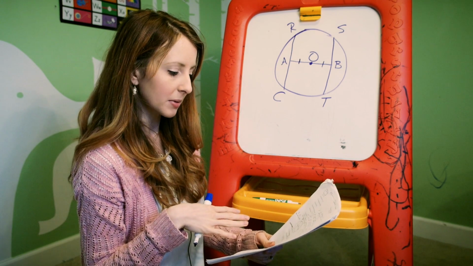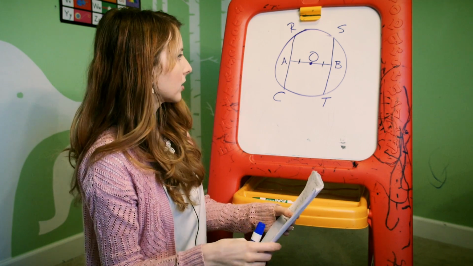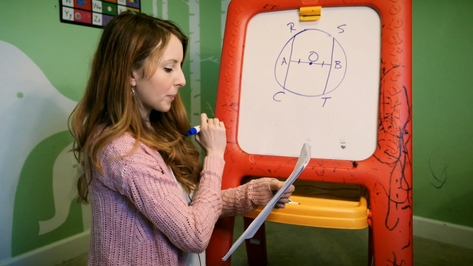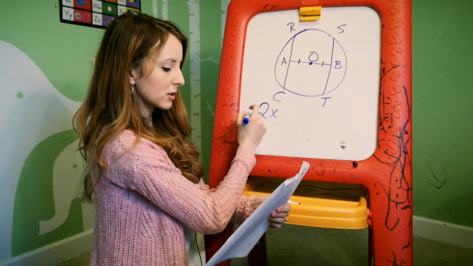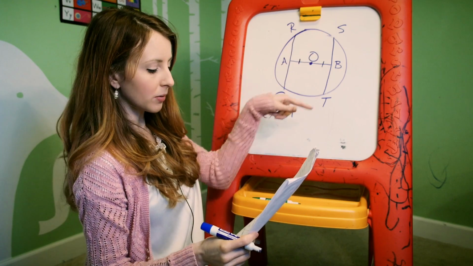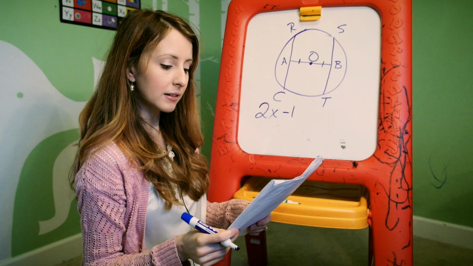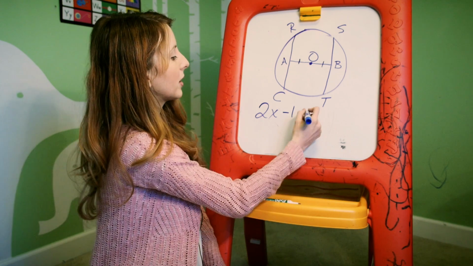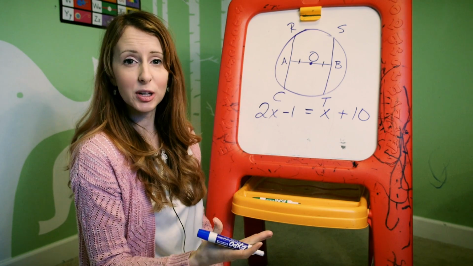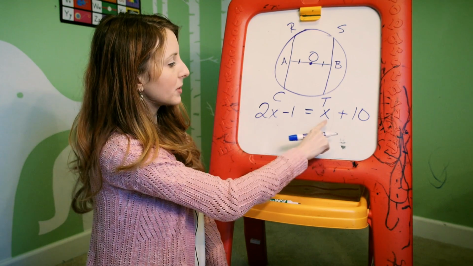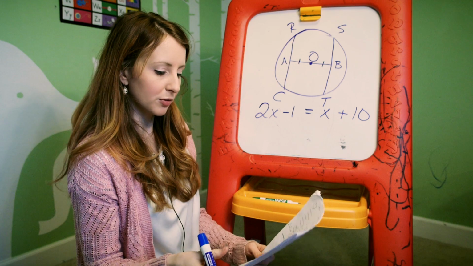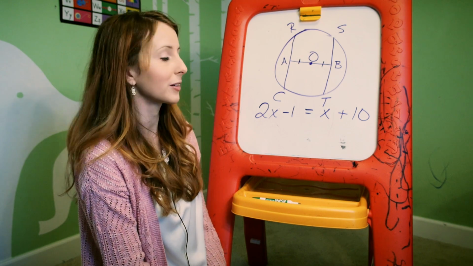Now, what exactly are they asking me to find? If CR, so the length of CR, that would be this chord right here, is represented by 2x minus 1, and ST, the chord on the right, is represented by x plus 10, find x. All right, now we've already established that the two chords are equal to each other because they're equidistant from center. So I can set up the two expressions in a really simple equation and use that to solve for x. And that's my objective in this particular problem.